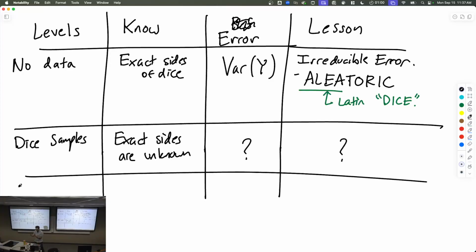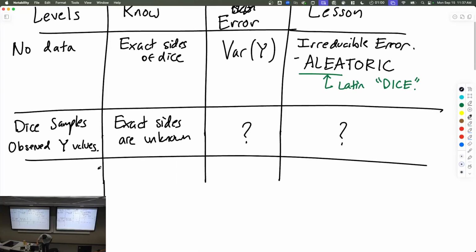So in addition to having rolls of the dice, which are y values, so observed, I'll call these observed y values. We're going to have actual data. This is our first problem, and I'm going to call this one-dimensional data. We're going to have observed x and y values. Okay, so this is like the first baby data problem that we're going to do in this course. We're going to have some actual data. And then we're going to see how that affects the error and what this tells us about errors.